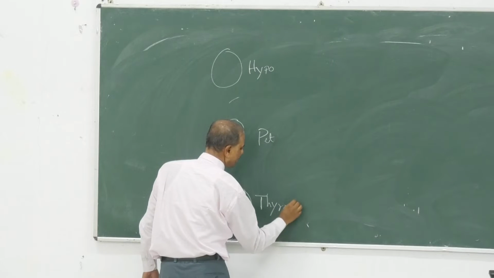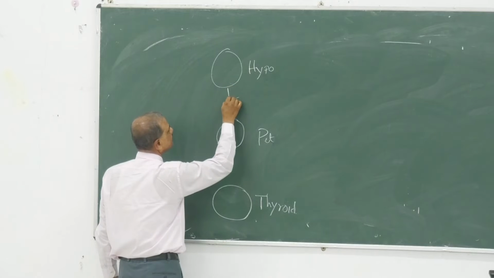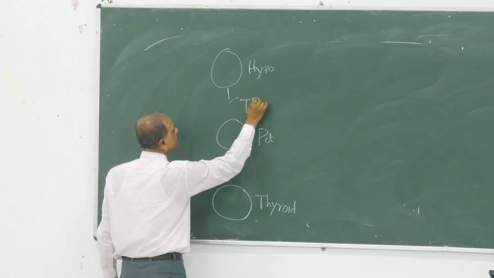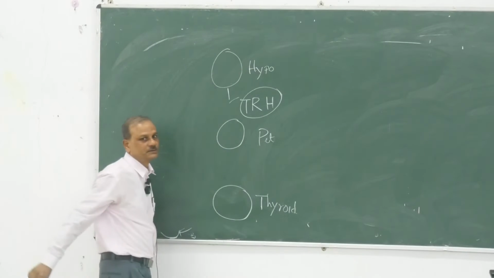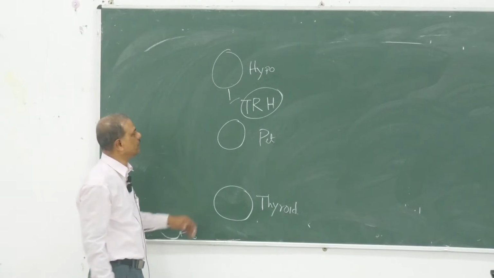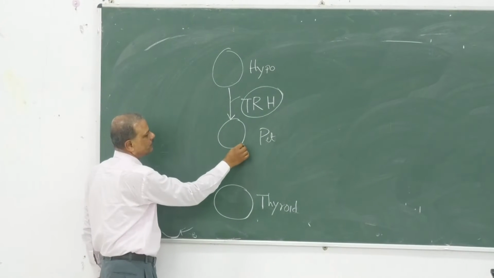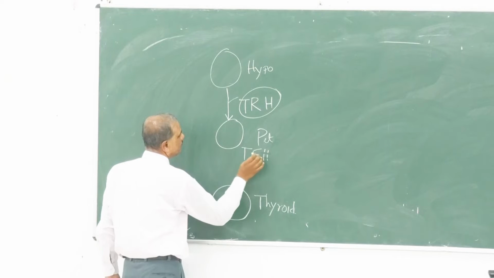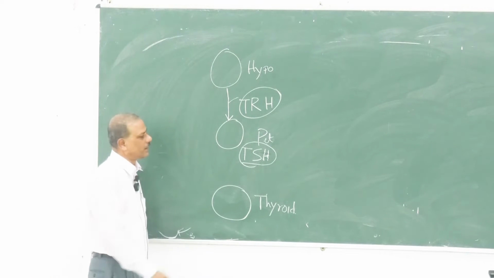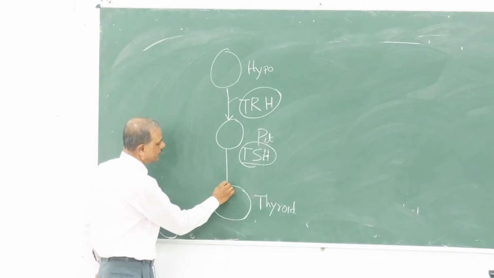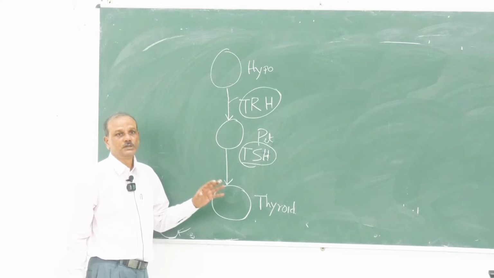So normally from the hypothalamus TRH is released. Thyrotropin releasing hormone, TRH, is produced by the hypothalamus, and it acts on the pituitary to form TSH. TSH, thyroid stimulating hormone, is released by the pituitary, and this TSH acts on the thyroid gland and stimulates the thyroid gland to produce thyroid hormones.